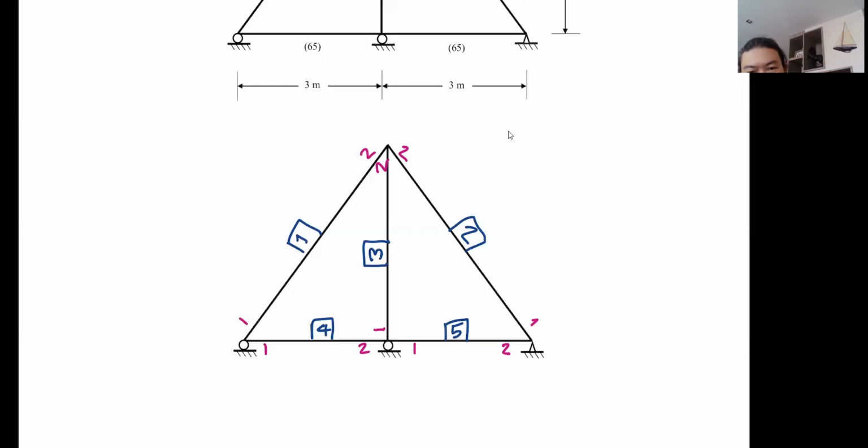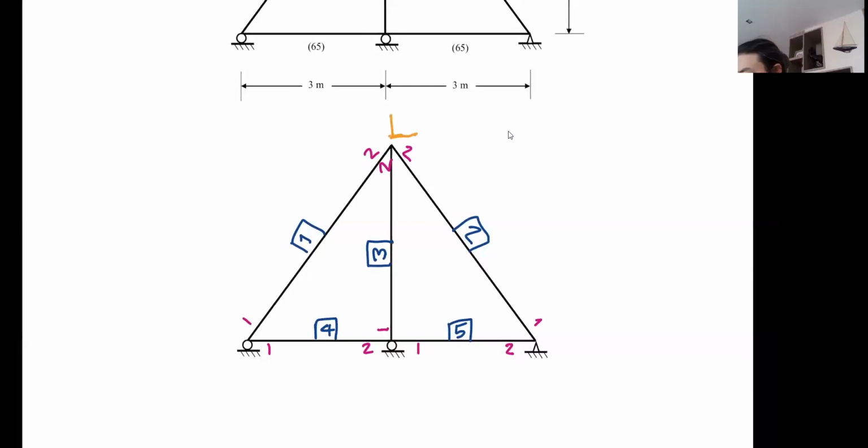Haven't you learned about degree of freedom before? What about 5? 5, count for me. The top one for 2. 1 and 2. Yes. And the lower. Okay. In the middle. Okay. Yeah.